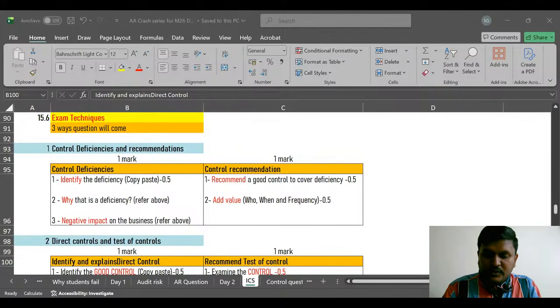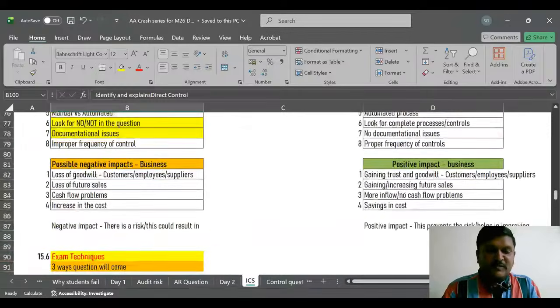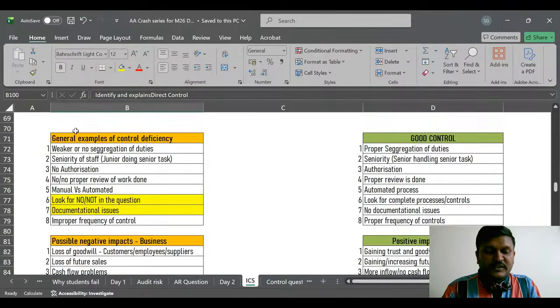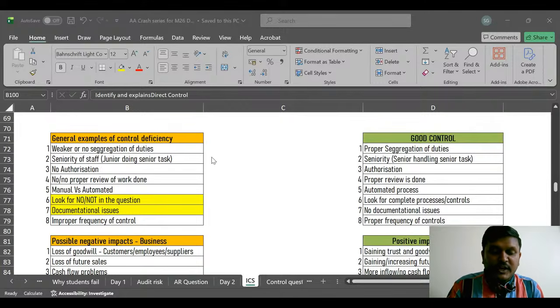Okay, so what we need to do, we'll go back. This is also mentioned. I am giving you this particular thing again. What are the general 8 examples of a control deficiency? This is not a complete list. There can be others, but the majority of the deficiencies you will be seeing will be falling into these kinds of categories over here. So first one on the left side in the B column, you can see weaker or no segregation of duties.